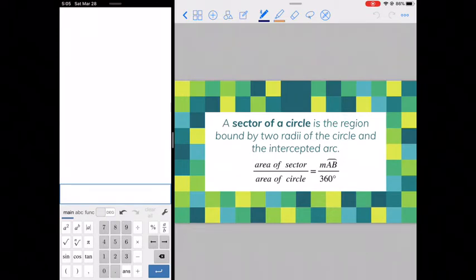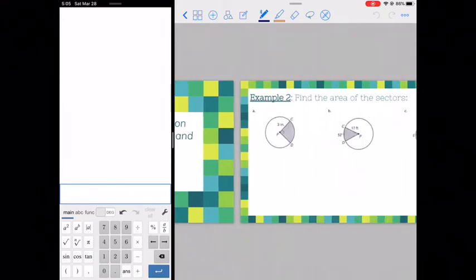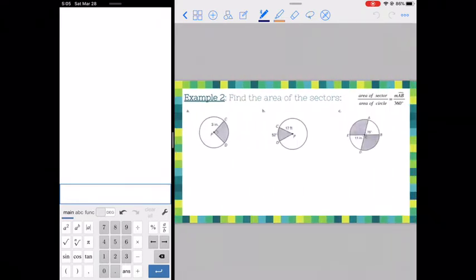So the area of a sector compared to the area of a circle, that is proportional to the arc measure and the whole circle, 360 degrees. So the area of the sector over the area of the whole circle would be the same as the measure of that intercepted arc over the whole circle, 360 degrees. So here we're going to find the area of the sectors using that relationship.